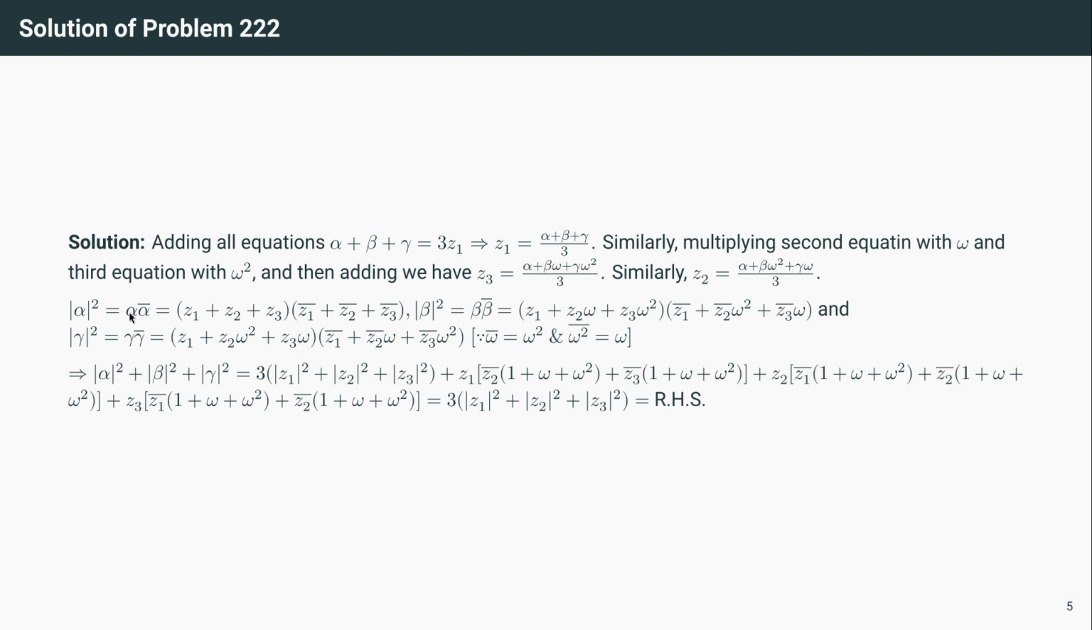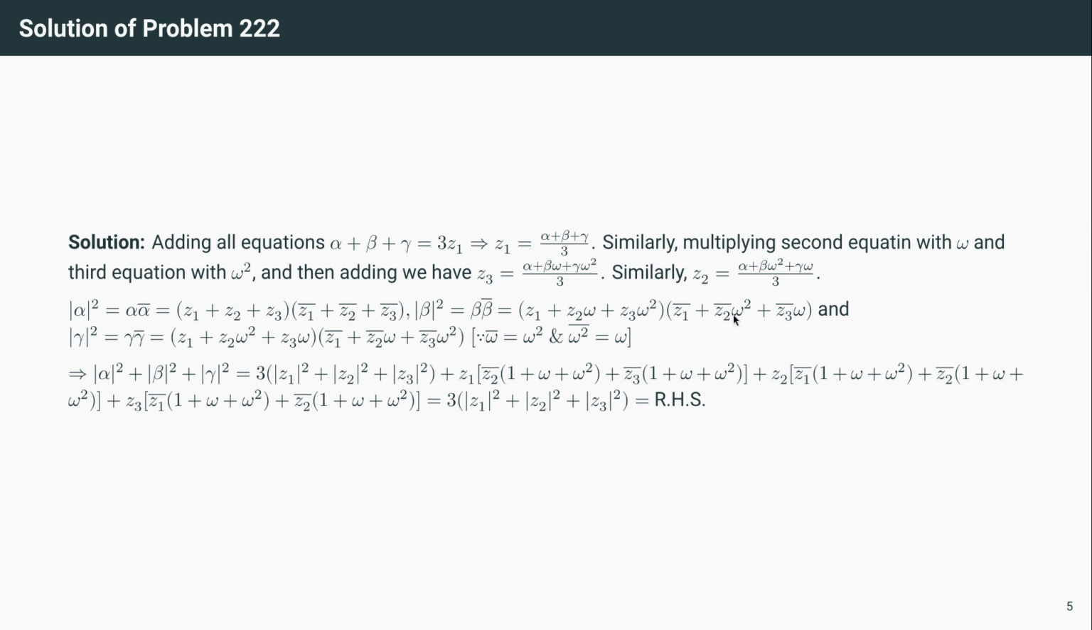Now mod alpha square is alpha alpha bar, so that will be equal to z1 plus z2 plus z3 into z1 bar plus z2 bar plus z3 bar. And similarly, mod beta square will be beta beta bar, which will be equal to z1 plus z2 omega plus z3 omega square into z1 bar plus z2 bar omega bar plus z3 bar omega square bar.